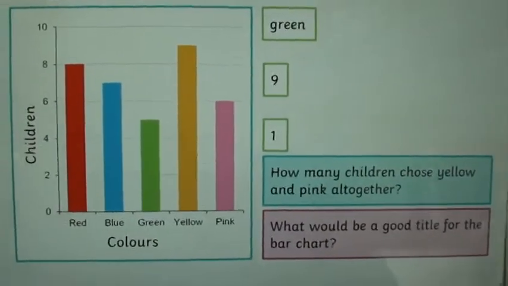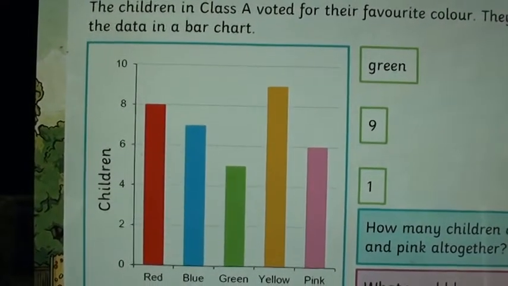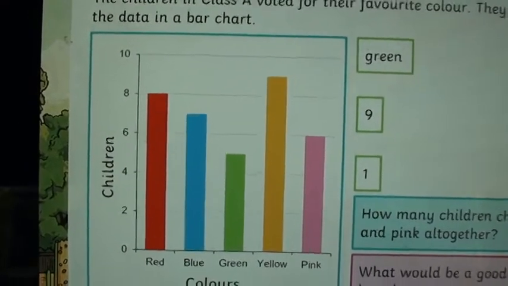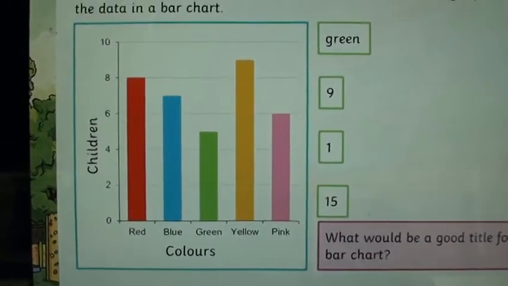Yay! How many children chose yellow and pink all together? Well, yellow was in between 8 and 10, so that's 9, and pink was 6. What's 9 plus 6? 15? Yeah! And what would be a good title for the bar chart?